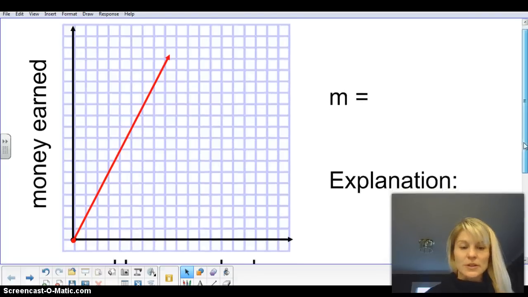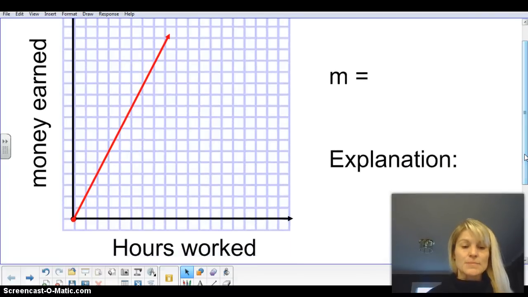Okay, so tonight we're going to look at the meaning of slope. A lot of our problems, we're going to have to identify the slope and then tell exactly what it means. So the first thing we want to do is look at this graph, and then we can see that we're talking about the number of hours worked versus money earned. So obviously we're talking about how much money we're going to earn over time.